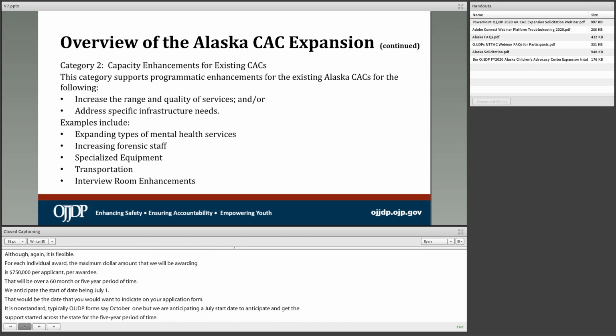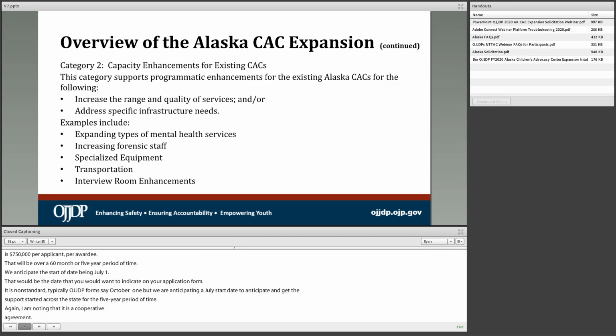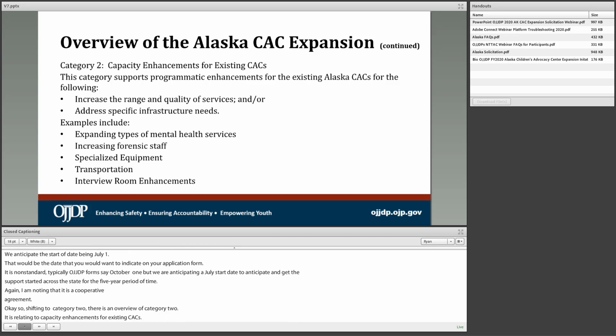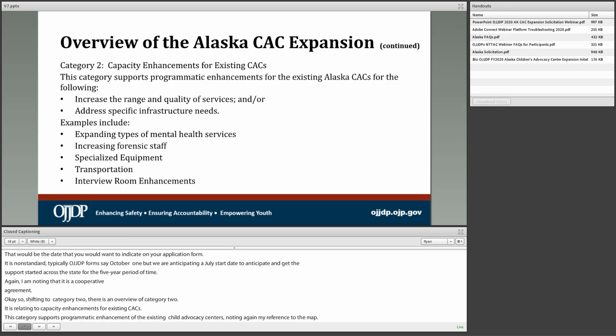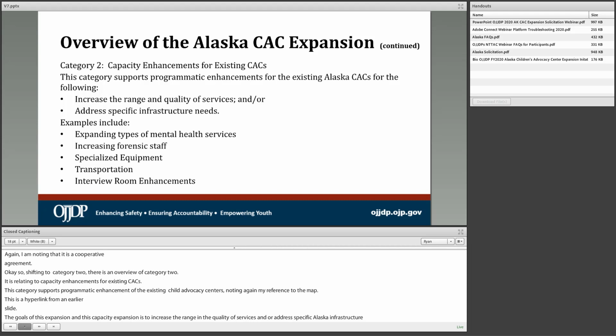Okay, so shifting to Category 2 and an overview of Category 2 relating to capacity enhancements for existing CACs. This category supports programmatic enhancement of existing child advocacy centers, noting again my reference to that map that is a hyperlink on an earlier slide. The goals of this capacity expansion are to increase the range and the quality of services and/or address specific Alaska infrastructure needs that we have heard through our planning and development of this project through focus groups across the state and working with partners in the Child Advocacy Center field based in Alaska.